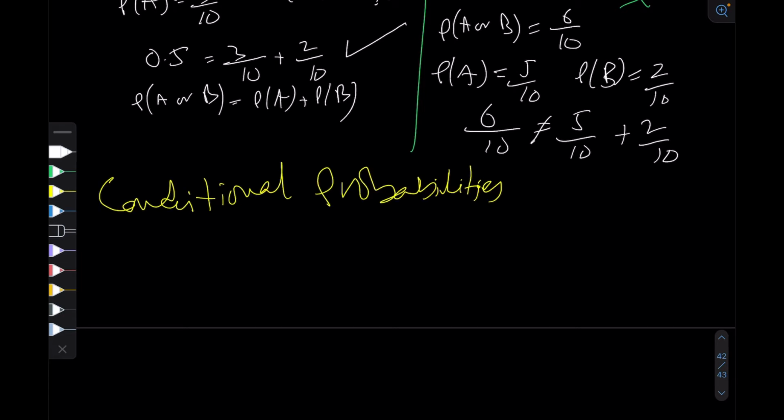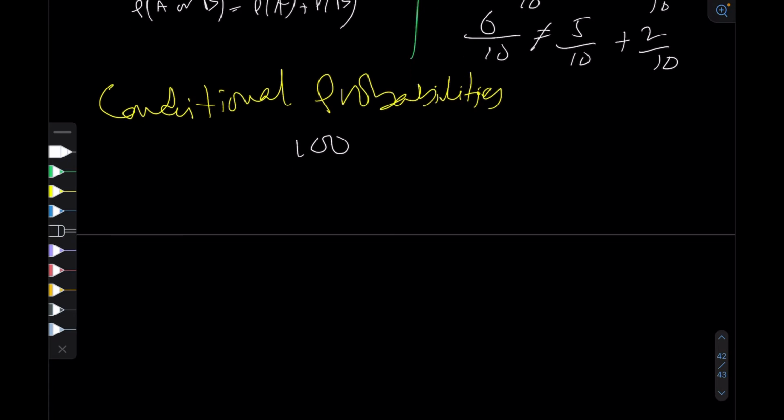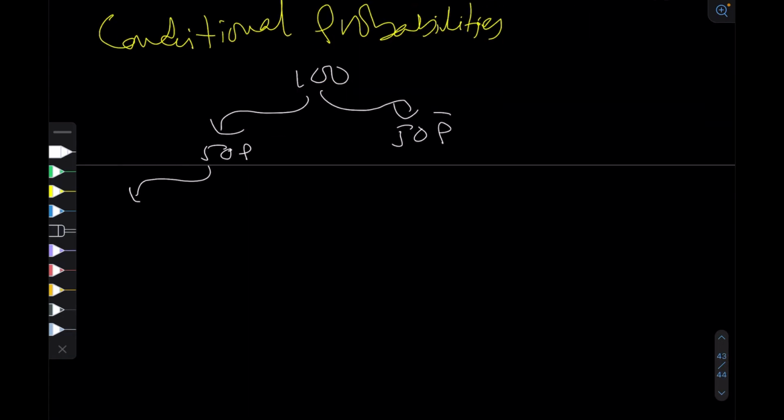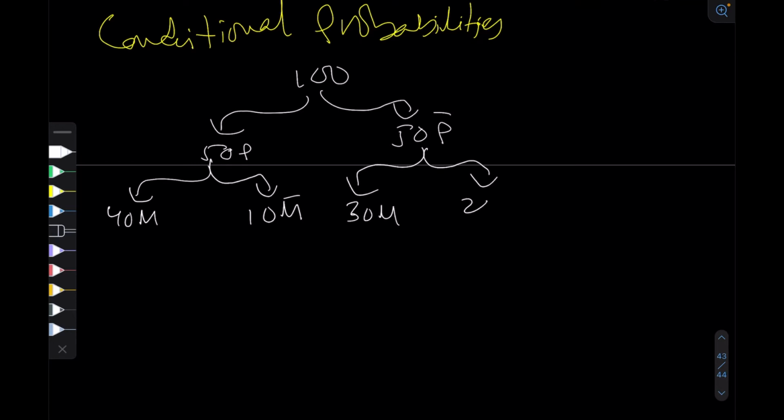So let's say you have 100 people, 100 students, right? You're in a meeting with 100 students, and you ask all of them, how many of you have taken physics? Right? Let's say 50 of them raise their hands. Of course, 50 of them do not. And let's say out of the 50 students who have taken physics, 40 have taken math and 10 have not taken math. And just for the sake of completion here, let's say 30 have taken math, 20 have not taken math.